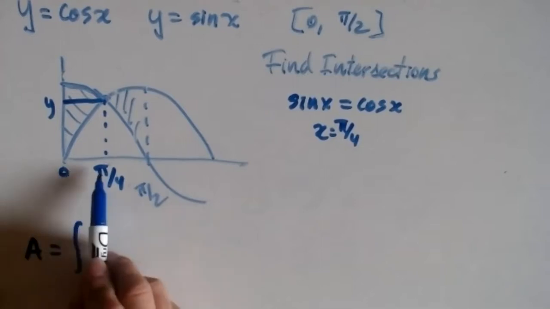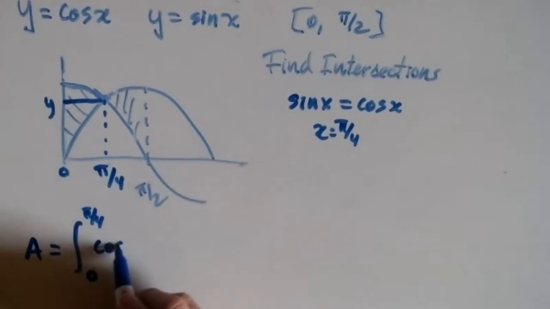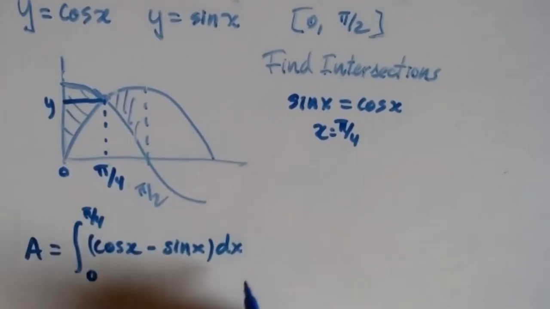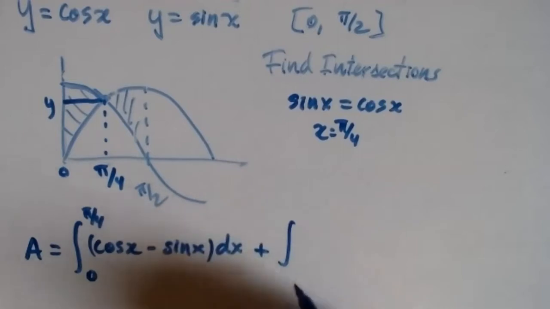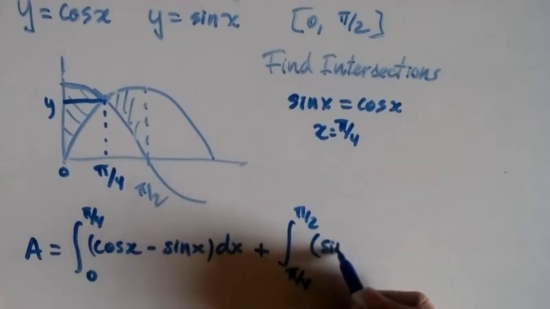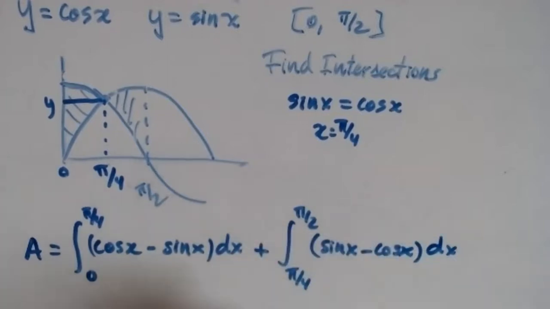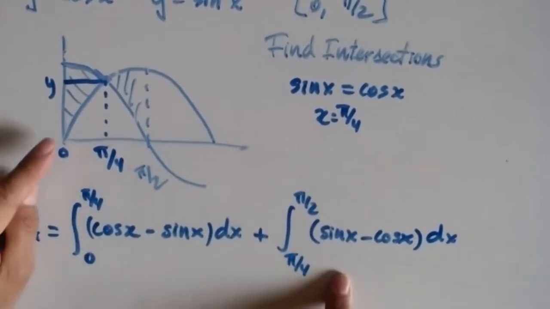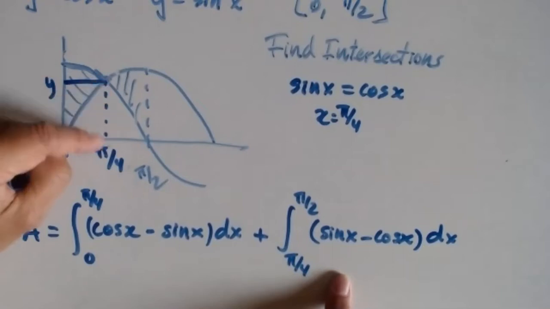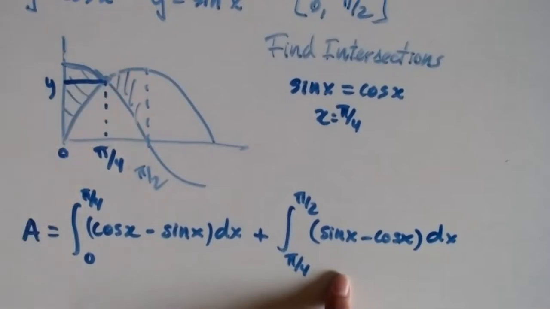Now, from 0 to pi over 4, the area is going to be the integral where the upper function is cosine and the lower function is sine. So you have to take the integral like this. After pi over 4, between pi over 4 and pi over 2, the upper function is the sine and the lower function is the cosine. So again, upper minus lower, dx. Your problem is going to be a couple of integrals, from this section and this section. When you switch, you cut your integral at pi over 4, and then from pi over 4 to pi over 2 you have upper minus lower again.